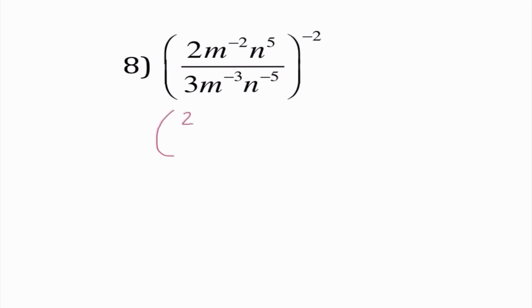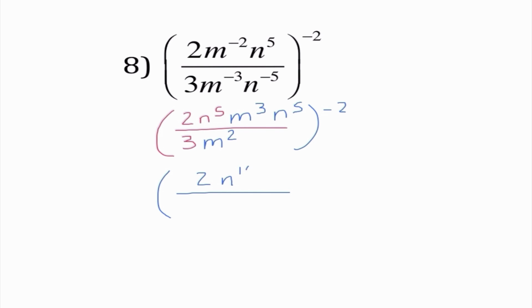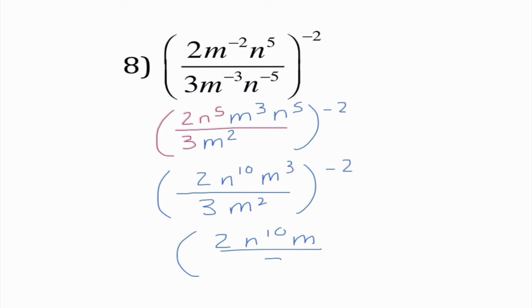So the first thing I'm going to do is move anything that has a negative exponent, so that m to the negative 2nd is going to move down to the denominator and become m squared. Both of these m and n's are going to come up here. So that's going to become m cubed n to the 5th to the negative 2nd power. So I really have 2n to the 10th m cubed over 3m squared to the negative 2nd power, which is 2n to the 10th m over 3 to the negative second power.